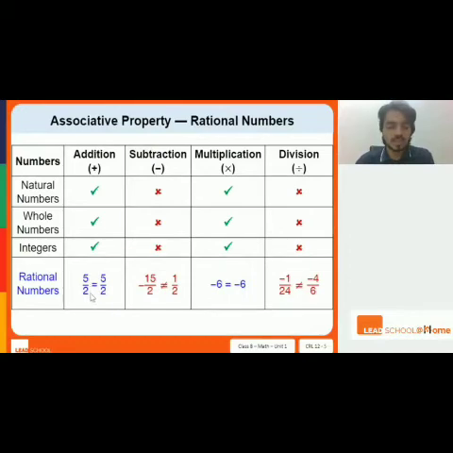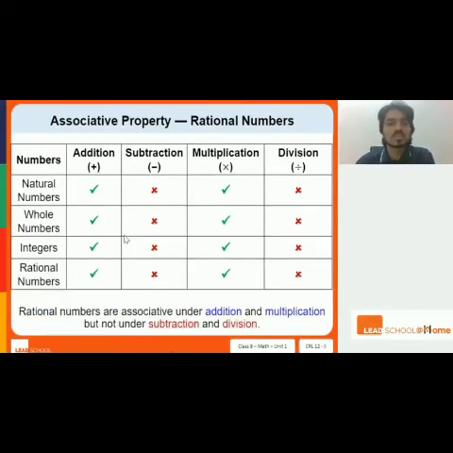So for addition, we got the same answer. 5 by 2 is equal to 5 by 2. For subtraction, the answer was not equal. Negative 15 by 2 and 1 by 2 not equal. Then for multiplication, it is negative 6 and negative 6 which are equal. Then for division, negative 1 by 24 and negative 4 by 6 which is not equal. So rational numbers are also associative under addition and multiplication, but not under subtraction and division.